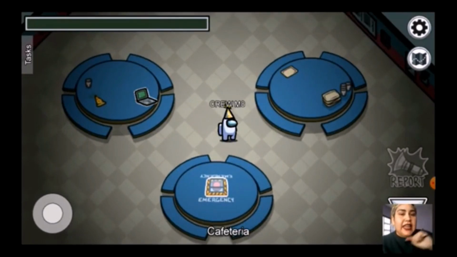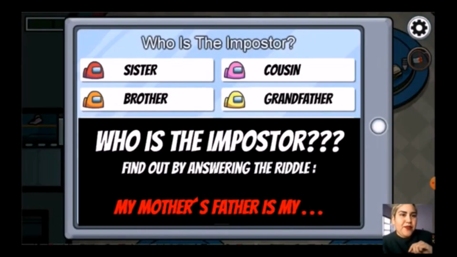Let's check in the cafeteria if there is an imposter. Come on, let's check. Who is the imposter? Find out by answering the riddle. This is the riddle. The words in red color are the riddle, so we have to read it in order to check the correct answer. So we have 4 possible imposters: the red, the pink, the orange, and the yellow. So let's check. Who is the imposter?